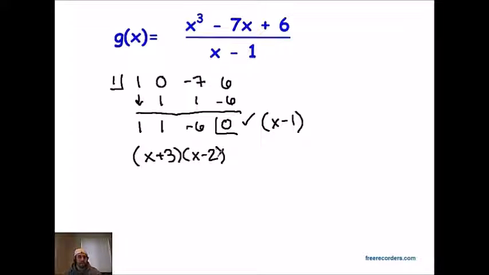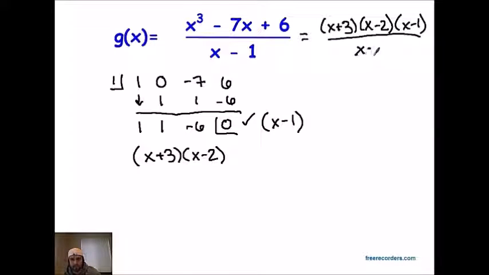Okay. And now I've got the top factored. So let's rewrite the top. Top now is going to be our x plus 3 and our x minus 2 and our x minus 1, all over x minus 1. Anybody notice something? Yep, that cancels with that.